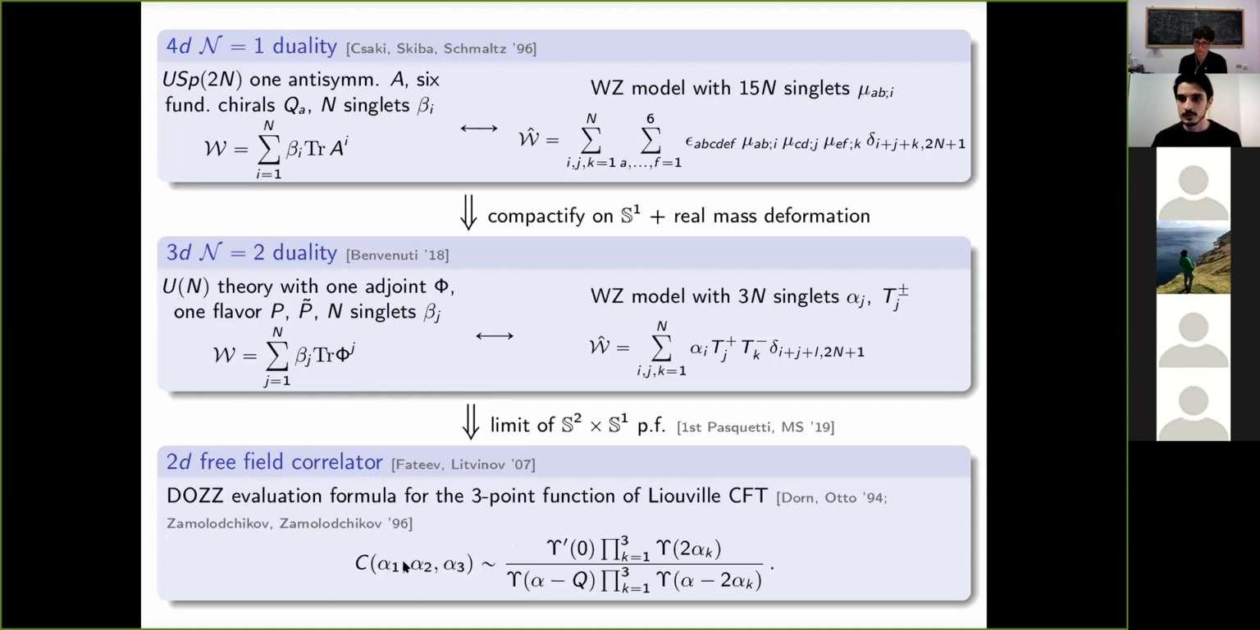So here I'm not showing you explicitly what this complex integral is, I'm just calling it C, but as I mentioned before, the dictionary is that N, the rank of the gauge theory, is equal to the number of screening charges that appear in this free field integral. And moreover, the 3 momenta of the 3 operators are related to some parameters for the global symmetry of the 3-dimensional theory. Now, what happens on the dual side? Here we have a Wess-Zumino model, so there is no gauge group, which means that there is no integration in the partition function. And so if we take this limit on both sides of the duality, what we get is really an evaluation formula for this free field integral of the 3-point function of Liouville theory. So we recovered in this way what is known as the DOZZ evaluation formula for the 3-point function of Liouville.